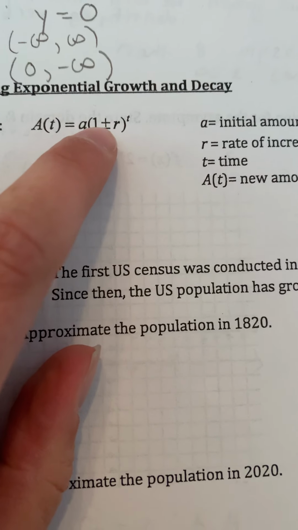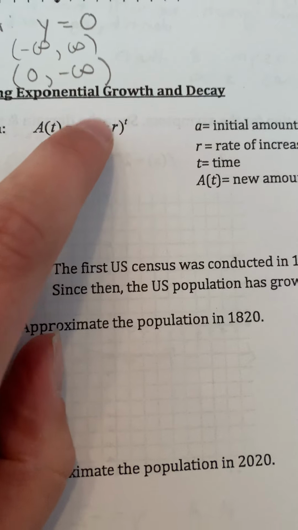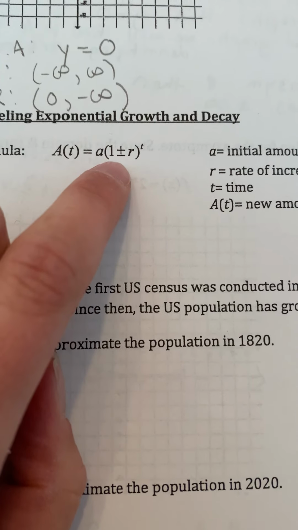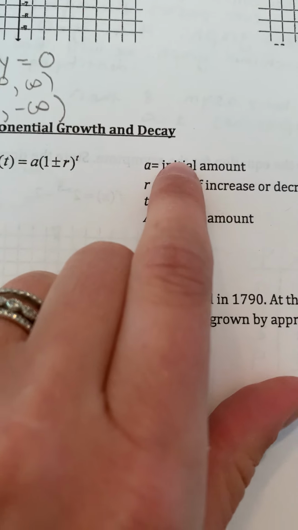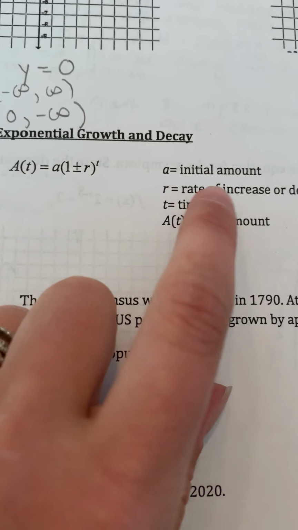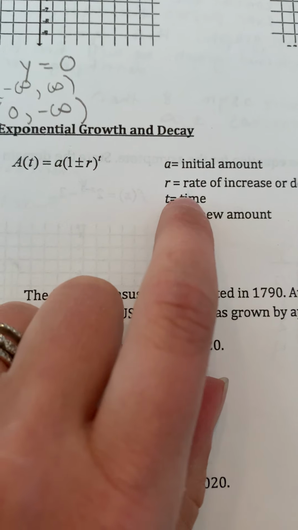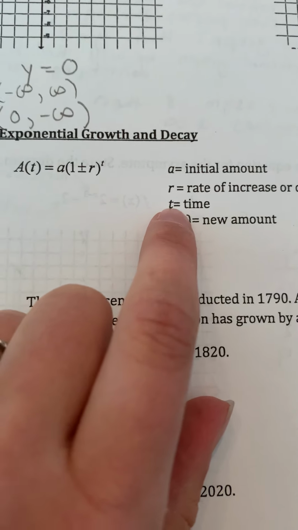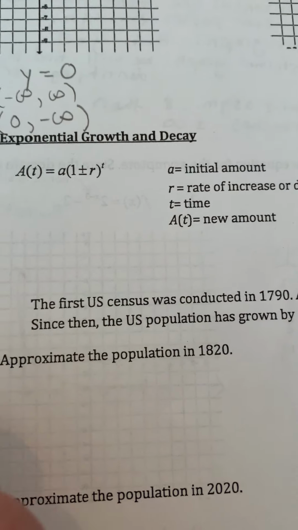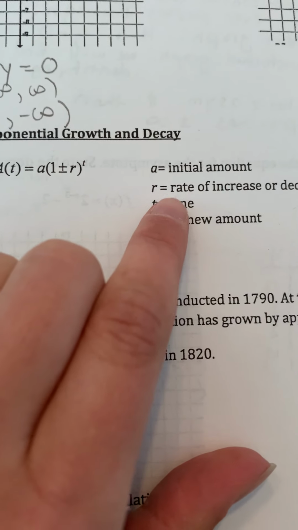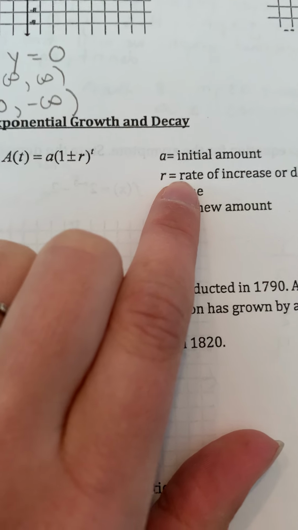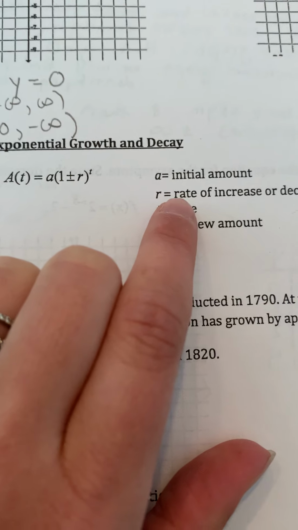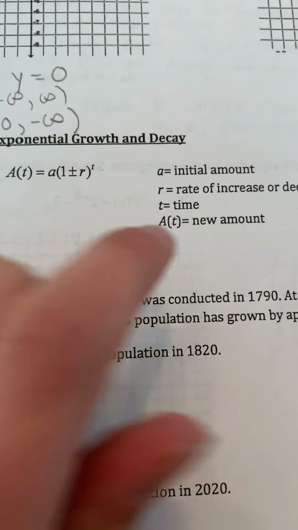You're either going to choose plus or minus. If it's growth, what do you think we're going to do? Add. If it's decay, we will subtract. So let's look at what these variables stand for. The lowercase a is our initial amount. R is our rate of increase or decrease. T is our time, and A of t is the new amount. Remember when we write rates, if it says 2%, we really need to write that as a decimal, okay? So our percents, we always have to convert to decimals for rate.